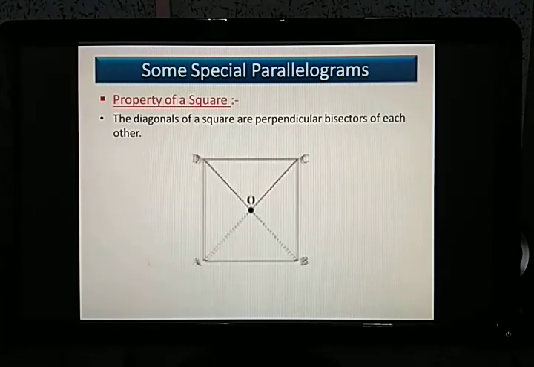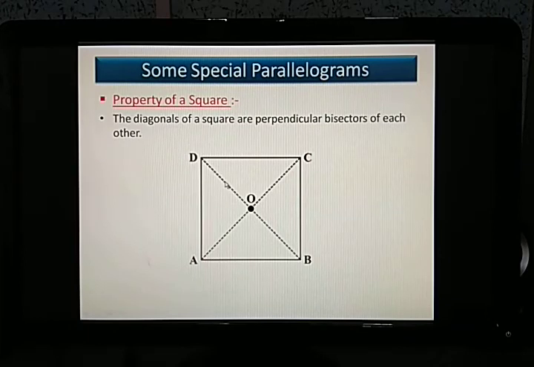If you have to prove that, what you have to note is that it is the same as the rhombus proof that we have done. We'll consider these triangles, AOD and COD. Then by SSS congruency, OA will be equal to OC since they bisect each other. Then OD is the common side, and AD will be equal to CD since all the sides are equal. So by SSS, these two triangles AOD and COD will be congruent.